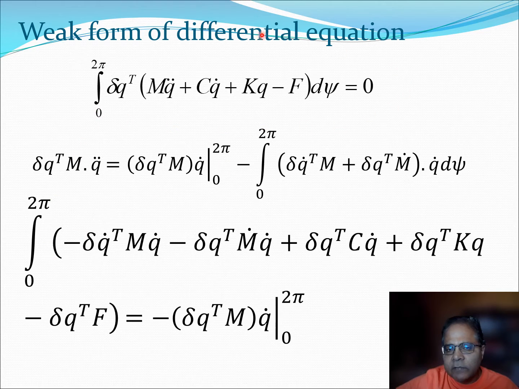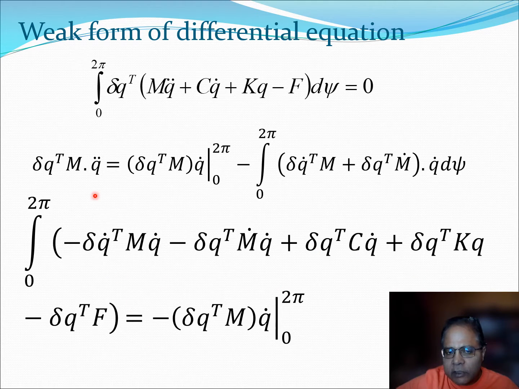Okay, now here what we do is we are going to reduce this m q double dot term by integration by parts, and that's done as follows here. So we take this function and we simplify it in this form. So we take the first function into integral of second, minus integral of differential coefficient of the first function, being delta q transpose m, into the integral of second. Okay, remember the integration by parts formula. Then we expand this out and we get this form here.